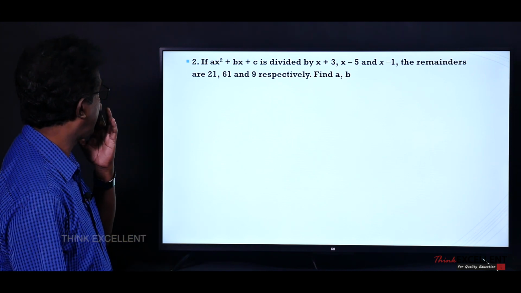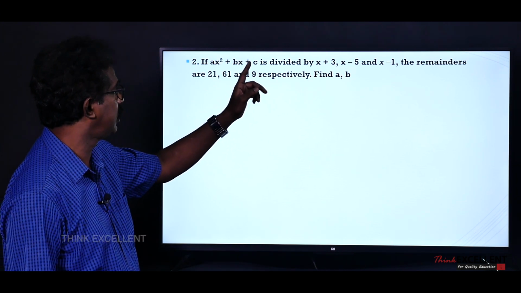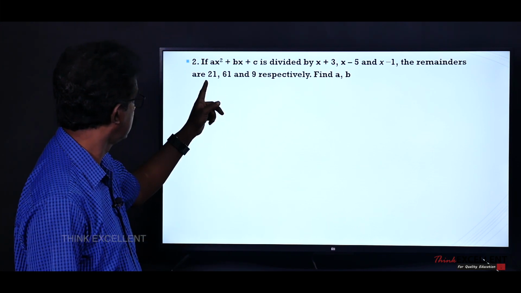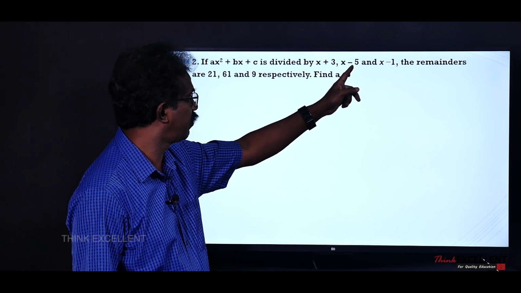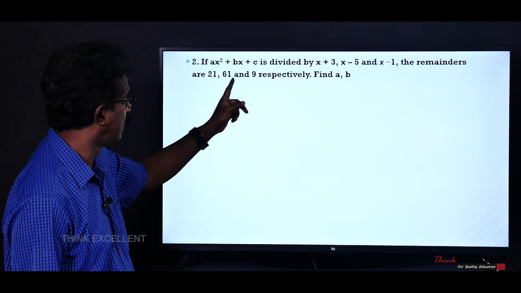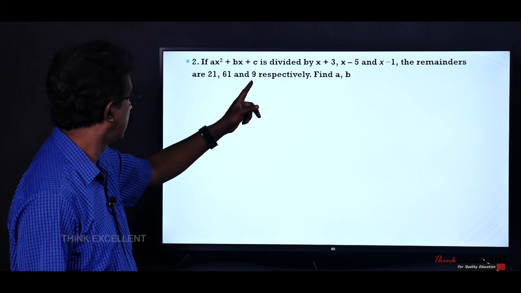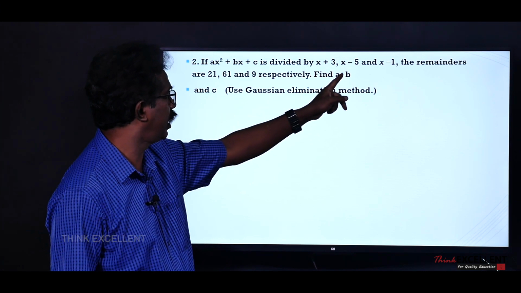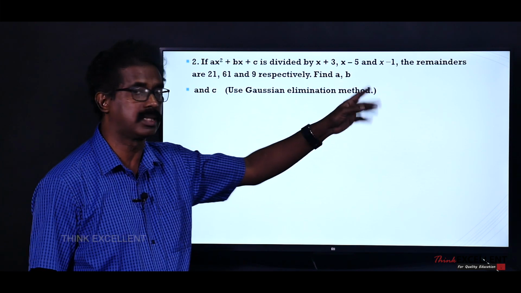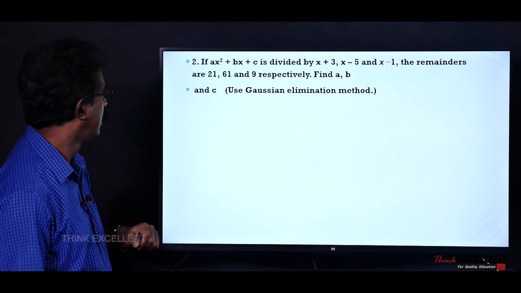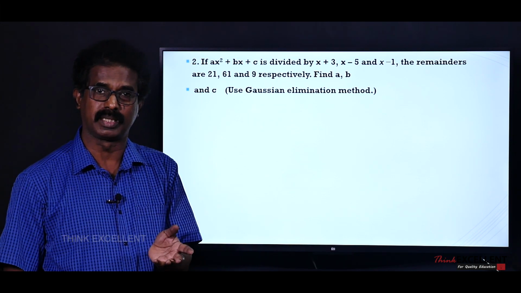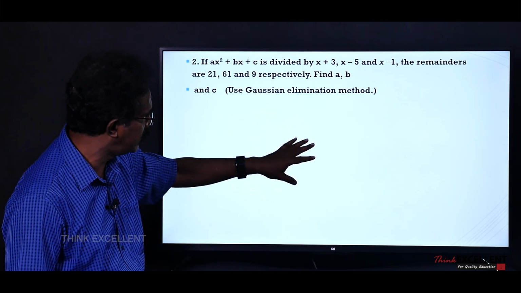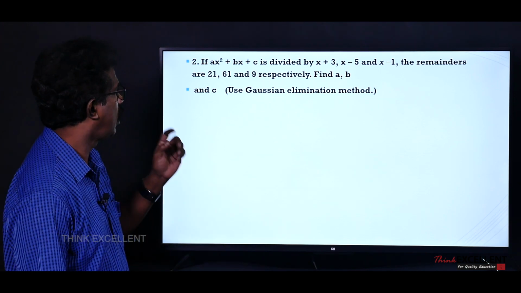So here a polynomial is given, ax square plus bx plus c. When divided by x plus 3, you get a remainder 21. When you divide by x minus 5, you get a remainder 61. When you divide by x minus 1, you get a remainder 9. There are 3 unknowns, right? A, B and C. Find A, B, C using the Gaussian elimination method. The method they specified, okay? So first you frame 3 equations. Directly framing 3 equations is given in that type I didn't do, because if you know this you can do that question easily, right? So how to frame the equation?